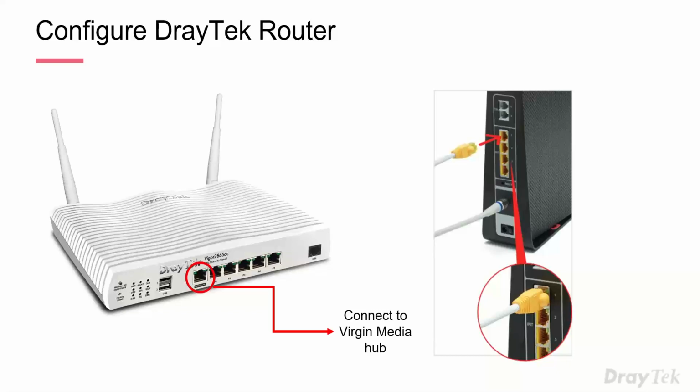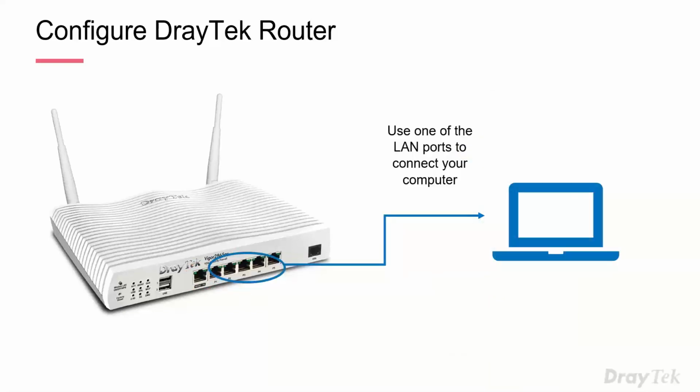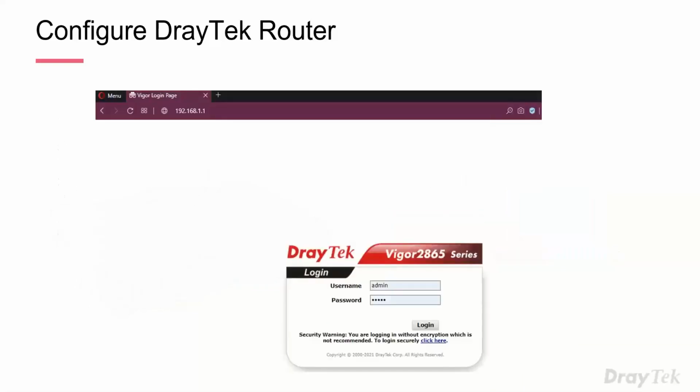But then on the DrayTek router, after you've got the Ethernet cable connected from the WAN 2 port or WAN 1 port, you would then connect the LAN ports to your computer, and then we would log in to the DrayTek. So it's 192.168.1.1 by default. Log in with username admin and password admin.